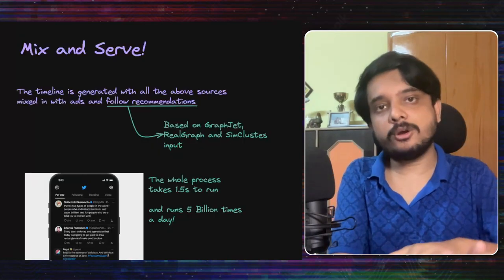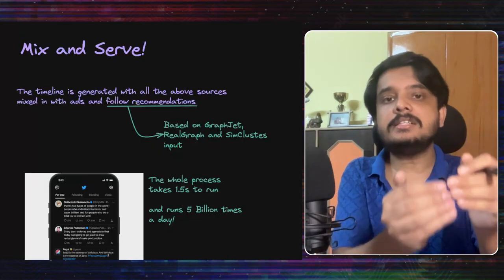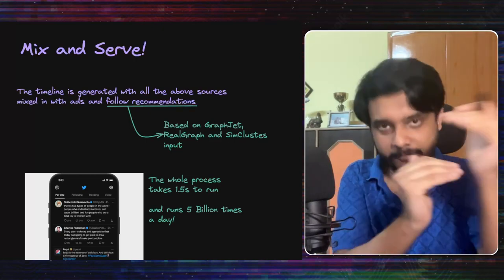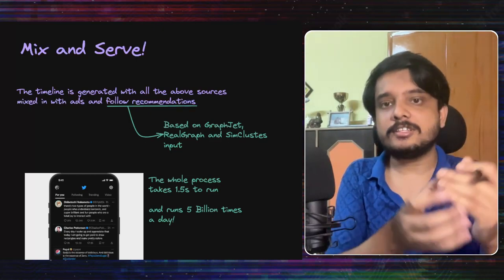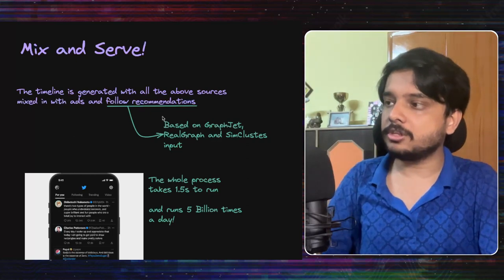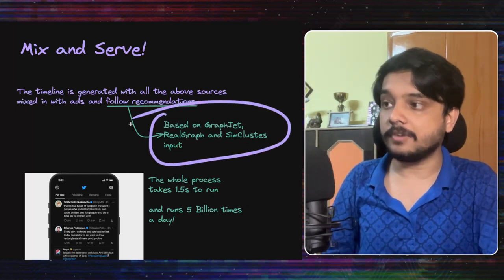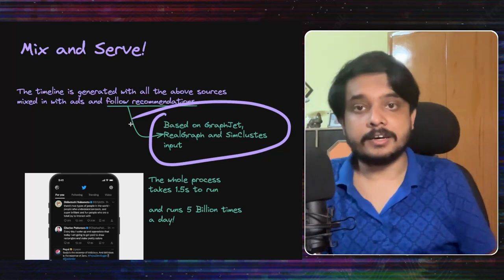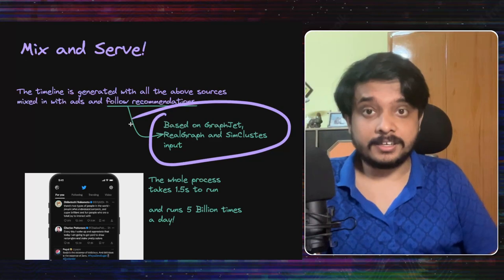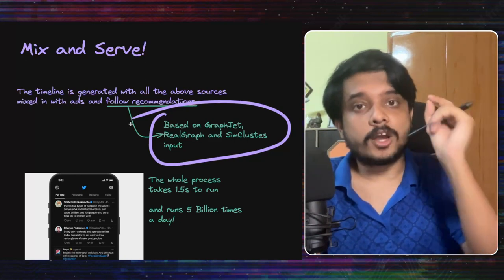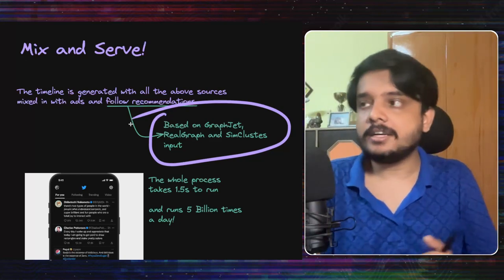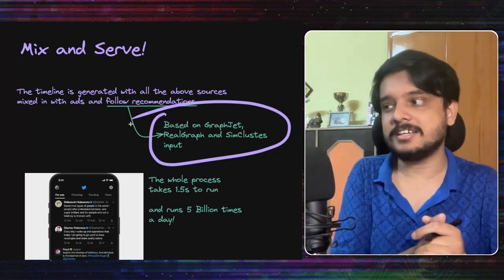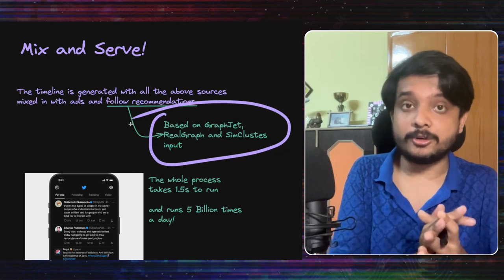Now the tweets in your feed are ready, but it needs some ads, some follow recommendations merged into it, right? So this follow recommendation is also generated based on the data of GraphJet, RealGraph, and SimClusters, which I've explained earlier, right? And all this runs in only 1.5 seconds, and it runs 5 billion times a day. So this is pretty crazy engineering. Engineers at Twitter did a pretty good job, it seems.